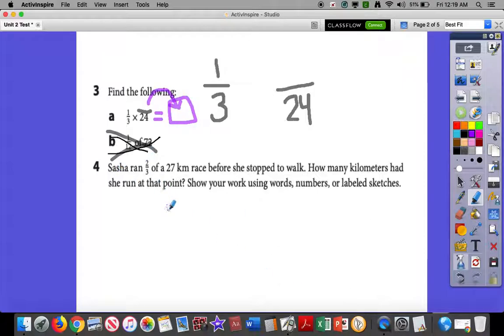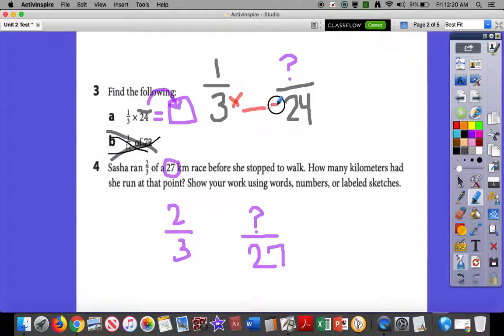And down here on number 4, it's the same thing. You're going to set your problem up, putting your whole number, because they're wanting to know what's 2/3 of 27. All right, and we just don't know this yet. Just like up here, we don't know that top number yet. How do we figure it out? You have to find that magic number to multiply by. What do they multiply by here? What do they multiply down here?